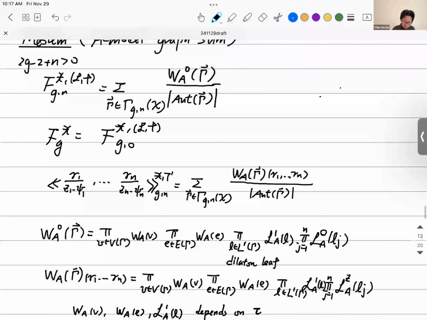Yeah, there's no boundary, so these are closed invariants. And so open invariants depend on tau and tau 1 to tau p, and also x1 tilde to xn tilde, one for each boundary component. So when n is 0, it doesn't depend on the xi tilde.